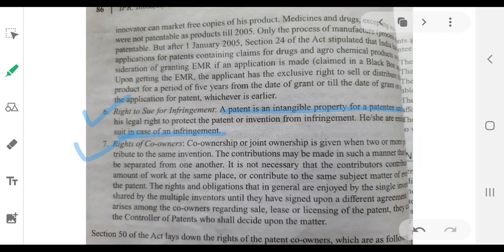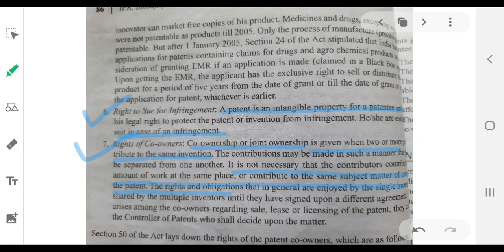Then the right of the co-owner. So what will be the right of the co-owner? Co-ownership is also called joint ownership. It is given to two or more persons who contribute to the same invention. The contribution may be made in such a manner that it can be separated from one another. It is also necessary that the contributor contributes the same amount of work at the same place or contributes to the same subject matter of every claim of the patent. So if you have a contributor who has equally contributed with your work, then you also have to give equal right to that particular co-owner.